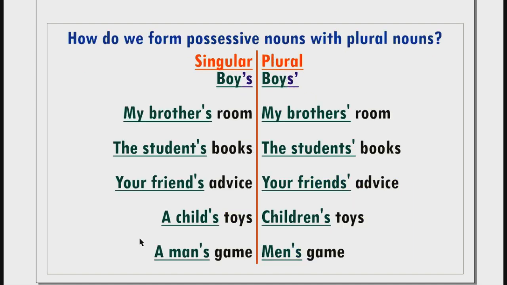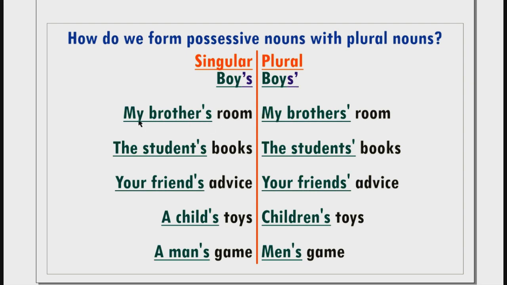How do we form possessive nouns with plural nouns? The simplest way to differentiate between singular and plural possessive nouns is the placement of the apostrophe. If the apostrophe is right before the S, it is a singular possessive noun. If the apostrophe is after the S, it is a plural possessive noun. This is what I'm trying to say. If you look at boy, B-O-Y, apostrophe before the S, this is singular. Then we have B-O-Y-S, that is boys. Then the apostrophe now comes after the S. Then it is a plural possessive noun.